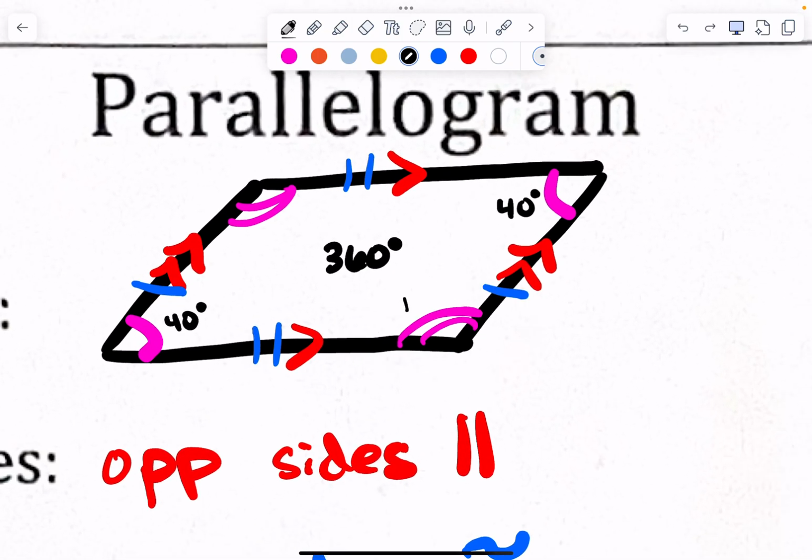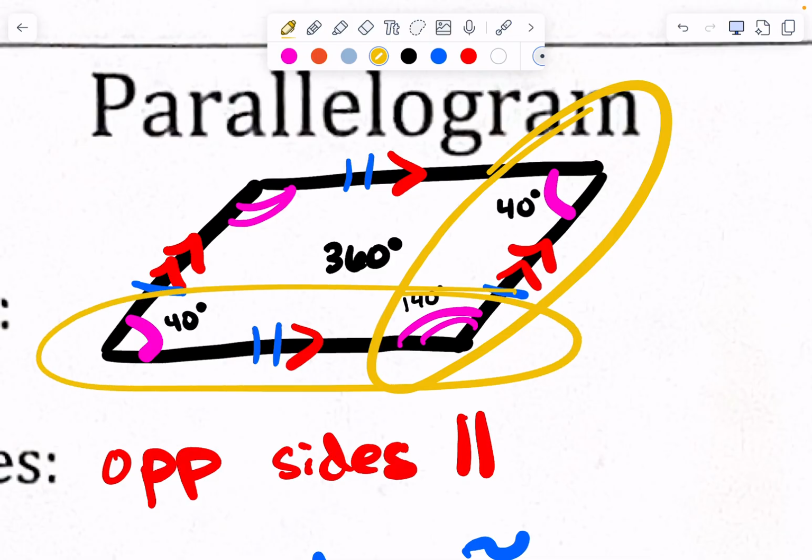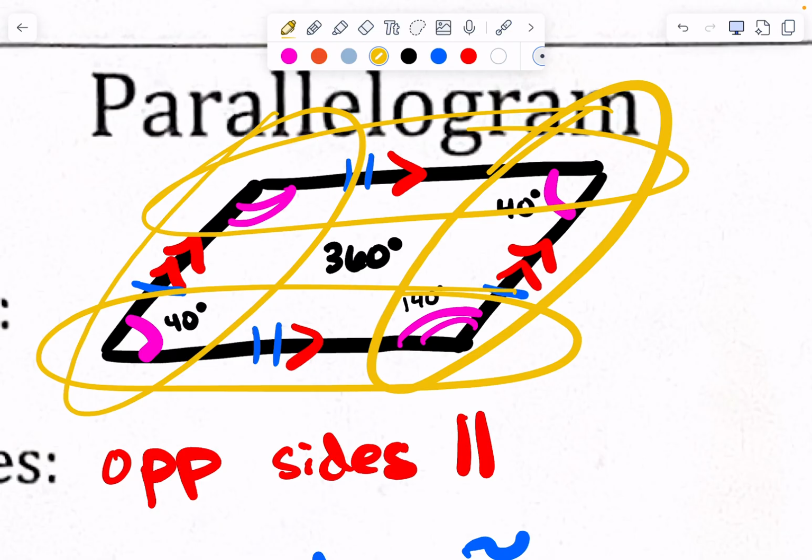How do you know it's 140? You could add and subtract, okay? But also, these two, and these two, and these two, and these two, any ones that are right next to each other add up to be 180. So like 40 and 140, those add up to be 180.